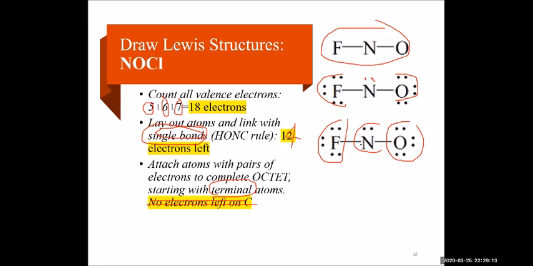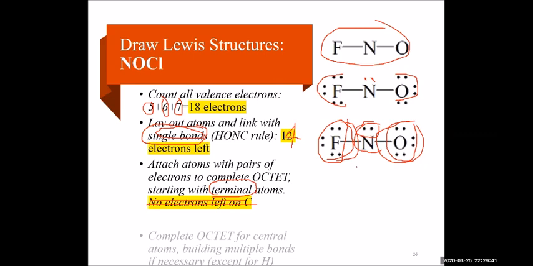To be sure, let's do the head count again. This fluorine has 8. And this oxygen has 8. Remember, we already count those bonding electrons. So 8 plus 8, that's 16. 2 more on nitrogen, so that's 18. At this point, we used up all 18 electrons that we started with.